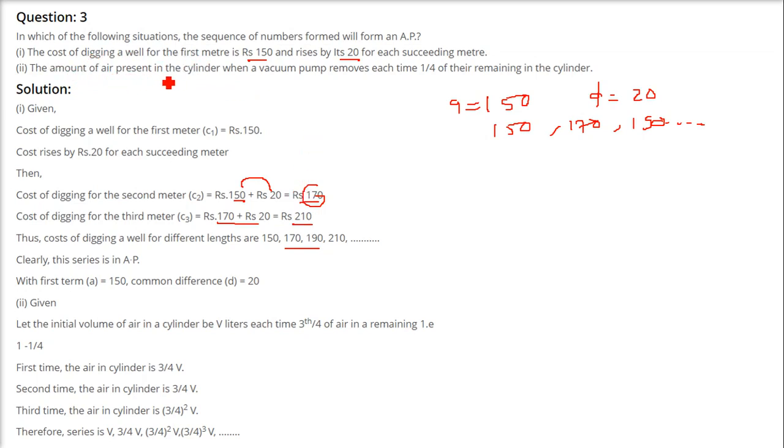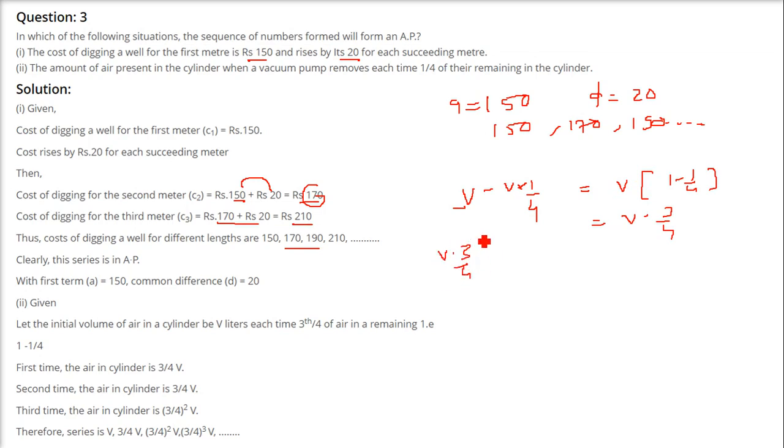Now let us come to the amount of air present in the cylinder when a vacuum pump removes each time 1/4 of what remains in the cylinder. So here, first of all, if you assume that V is the initial amount, next time it removes V/4. We have to subtract this. The initial was V, then 1/4 of V is removed. So what do you get? V minus 1/4 V, that is 3/4 V.